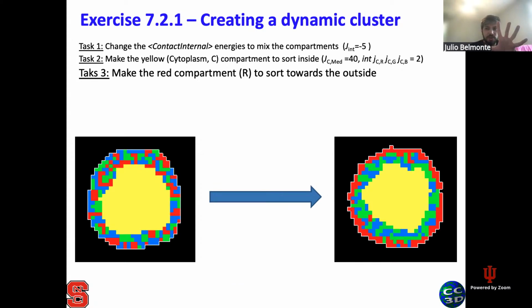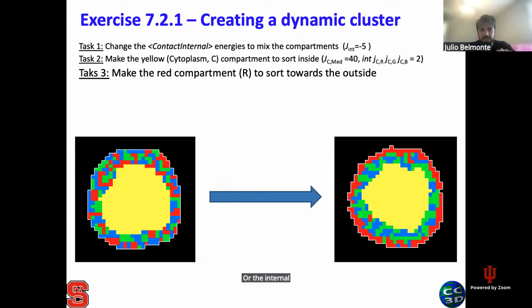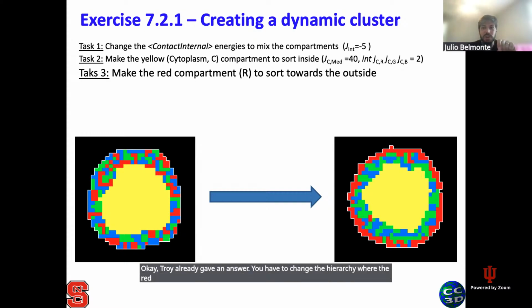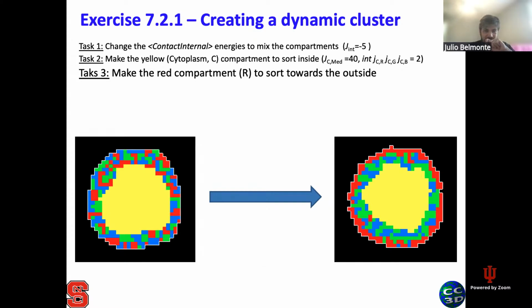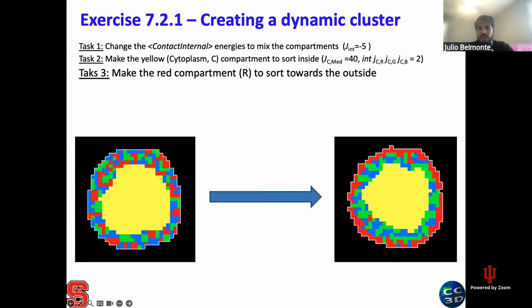So the first question I have for you: in order to get this, what do you have to change? Do you have to change the external contact energy or the internal contact energy? Troy already gave an answer. You have to change the hierarchy where the red cells like the medium more. You do that in which energy, the internal or the external? Anastasia already gave the answer: lower external J between medium and R. Yes.